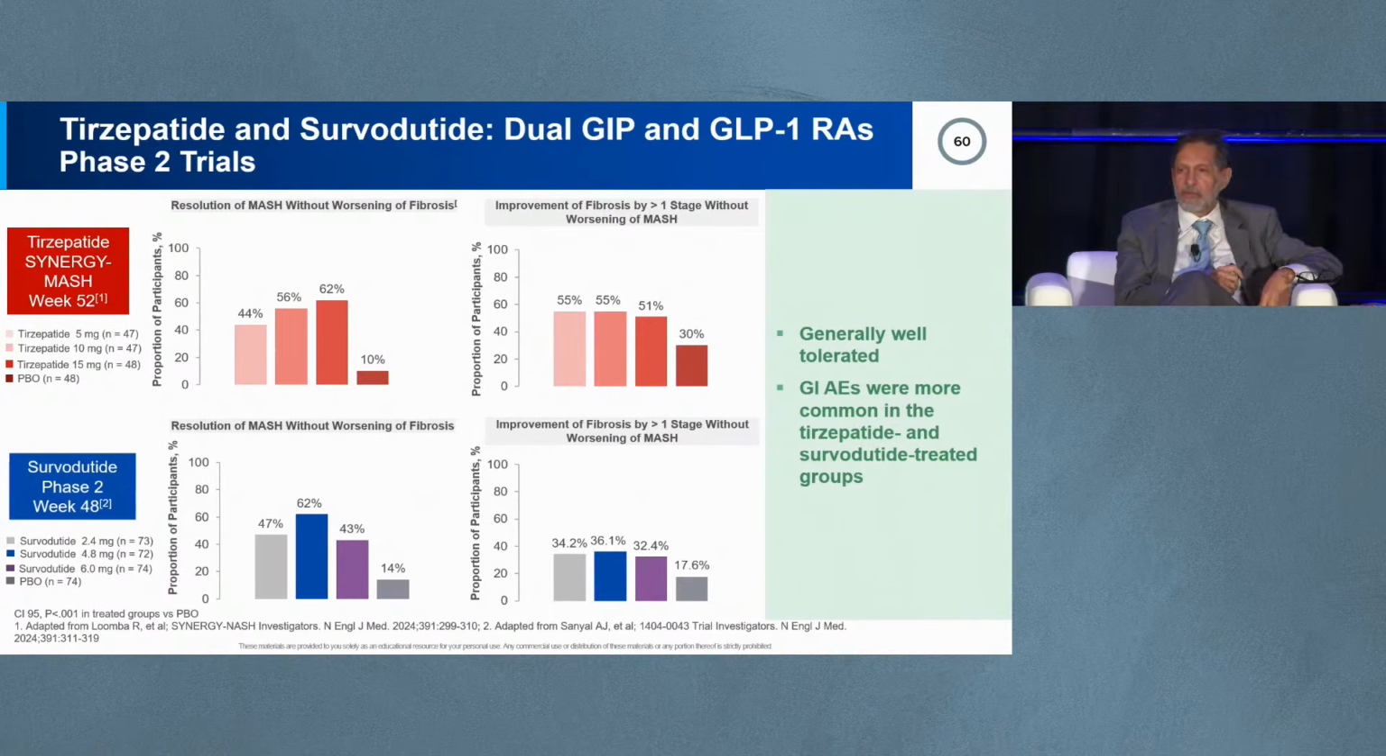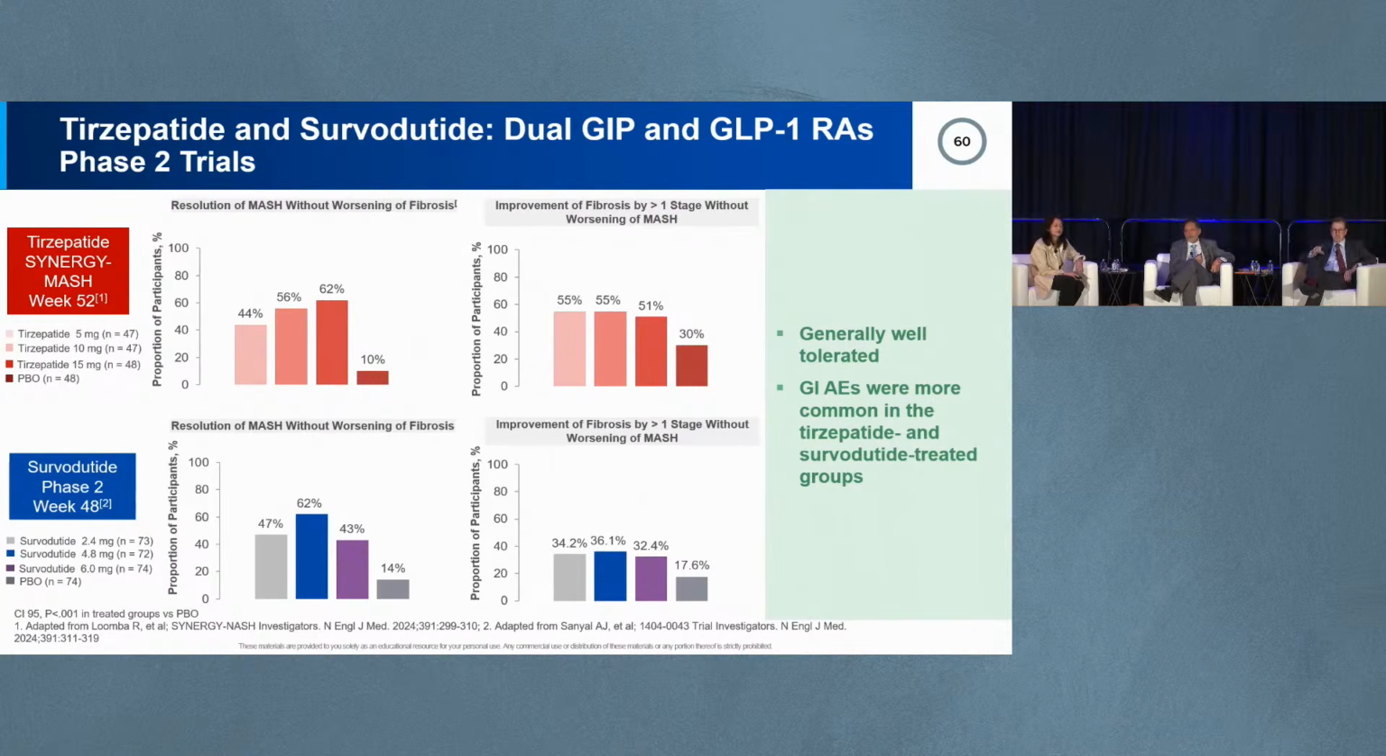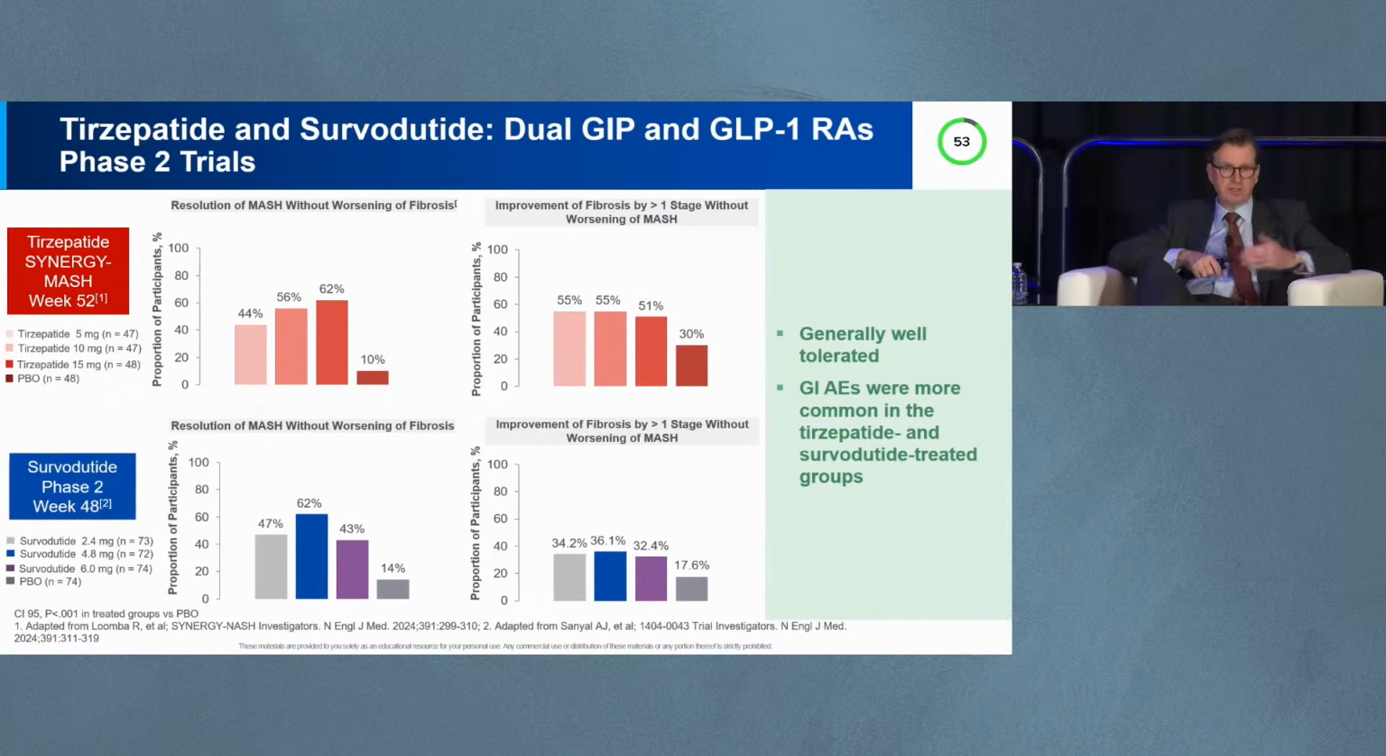Yeah, absolutely. So here we're looking at phase 2 trial data, so much smaller cohorts, and it's worth remembering that. But again, we're looking at those same 2 regulatory endpoints. First of all, in red for the tirzepatide and underneath for survodutide. And what we're seeing with both of these is substantial delta, substantial difference between placebo and the treatment arms.